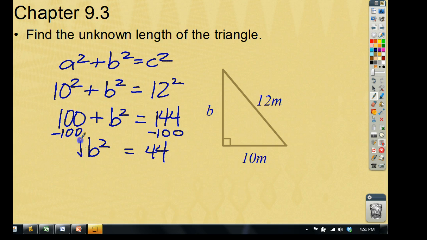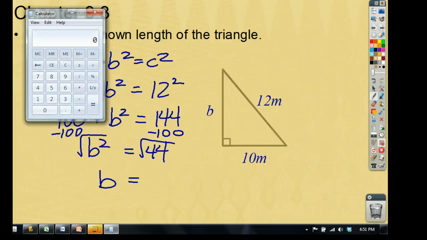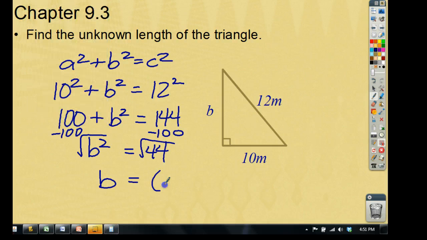Take the square root of both sides, and I've got that b is equal to... let me use this calculator. I'll do 44 and the square root of that. So I've got 6.63. I'll just round it to the hundredth, so 6.63 meters.